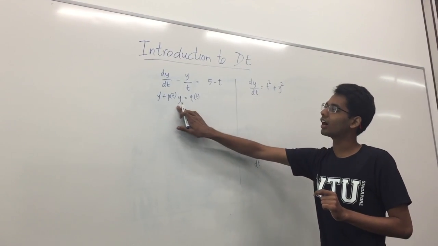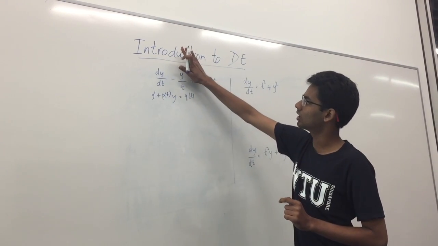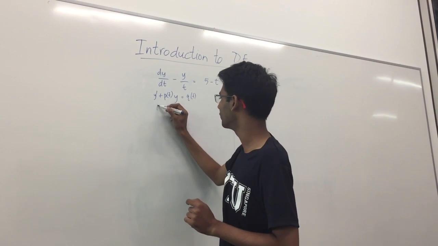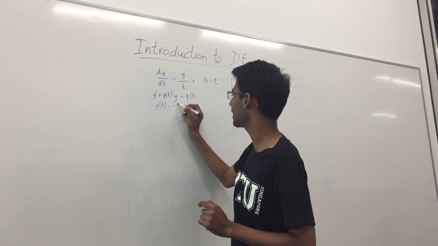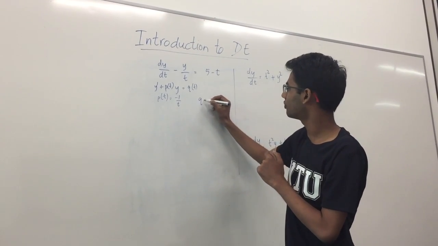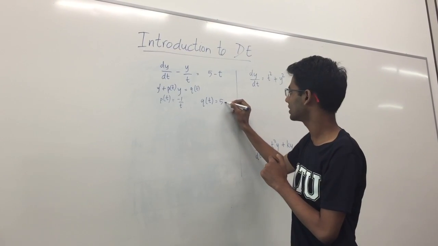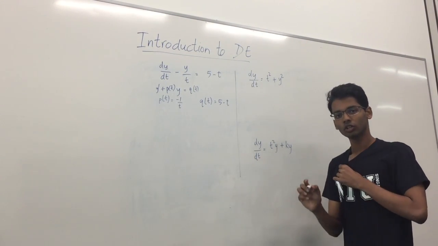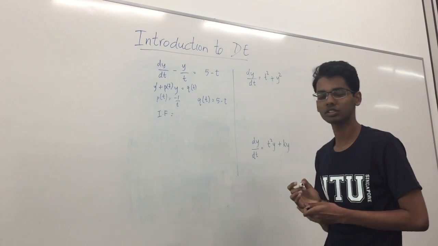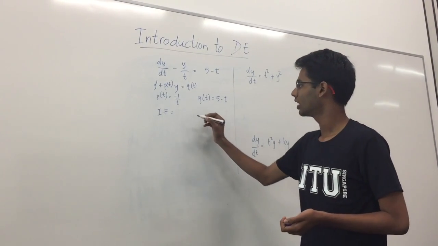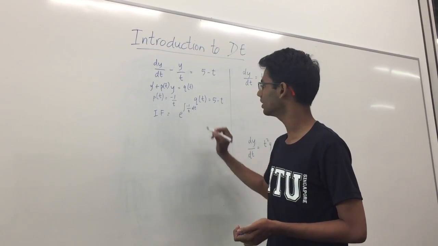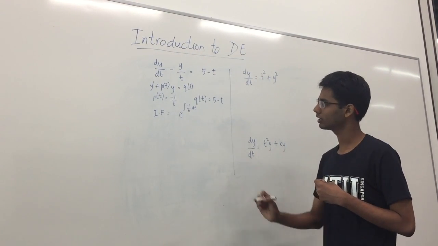All the other terms except y are going to go under p of t. So in this problem we have p of t is equal to minus 1 over t, and our q of t is going to be 5 minus t. So how we're going to solve this one is we're going to first find the integrating factor, because that's how we're going to solve it. And that's going to be e raised to the power integral of minus 1 over t dt, but it's going to be p of t times dt.